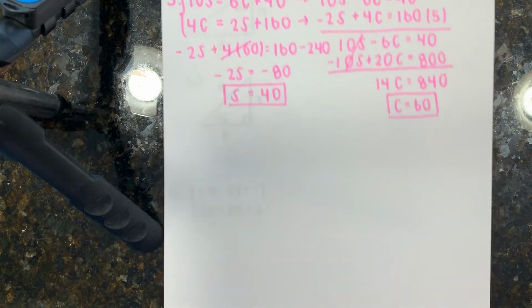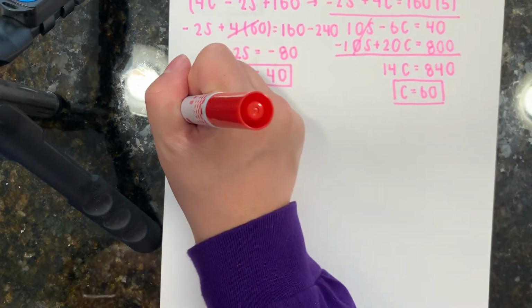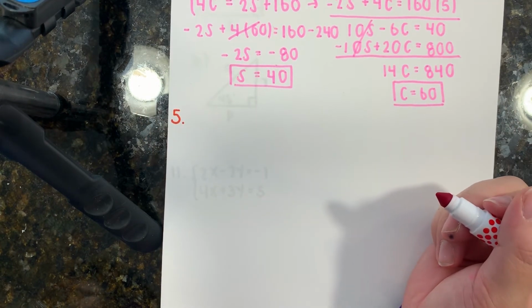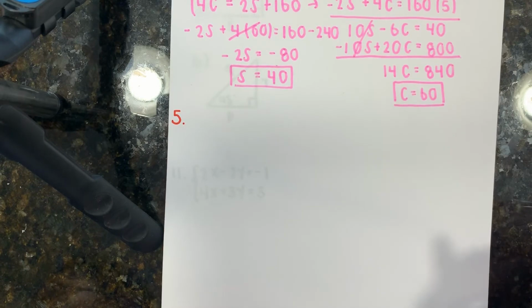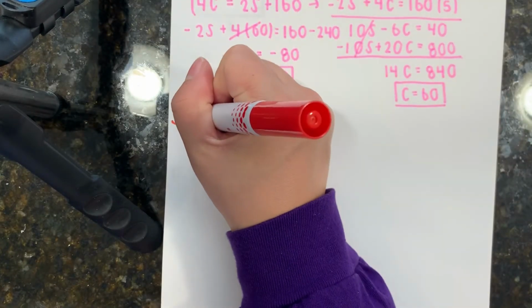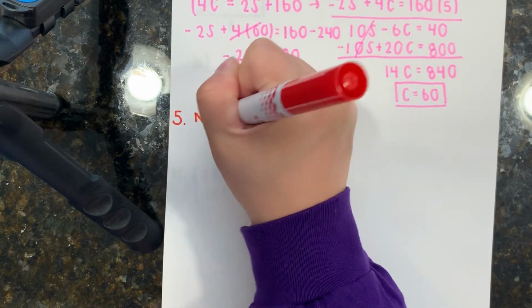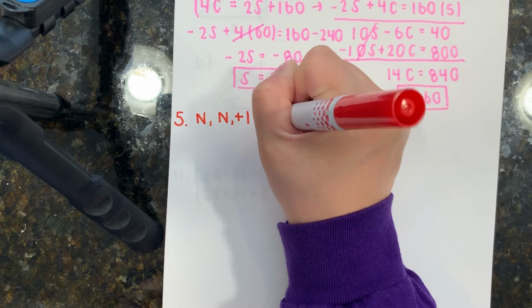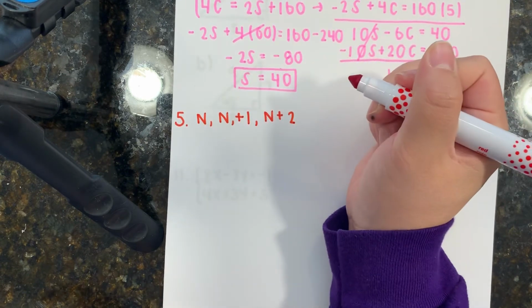And then we're going to look at number 5. For number 5, it says 3 consecutive integers such that the product of the first and the third exceeds the product of 8 and the second by 32. So consecutive integers would be n, n plus 1, and then n plus 2.